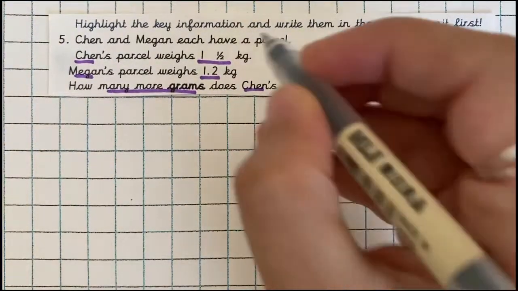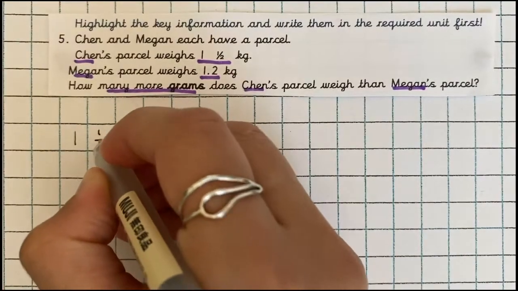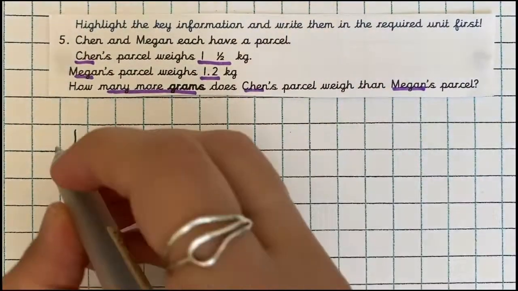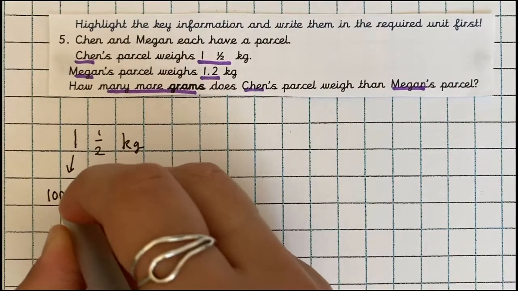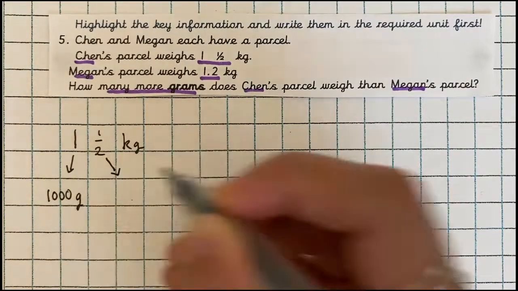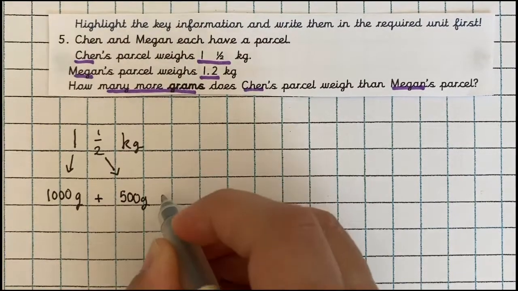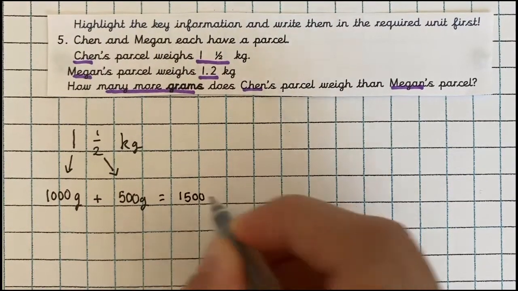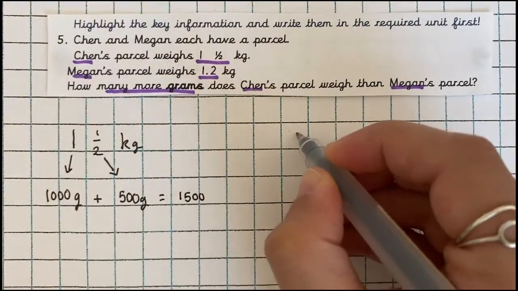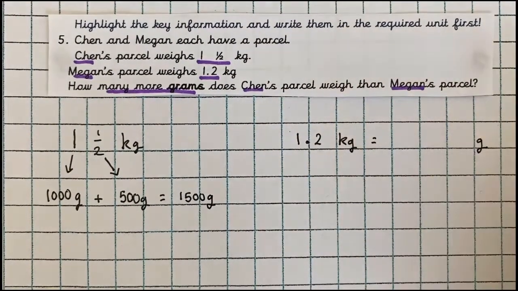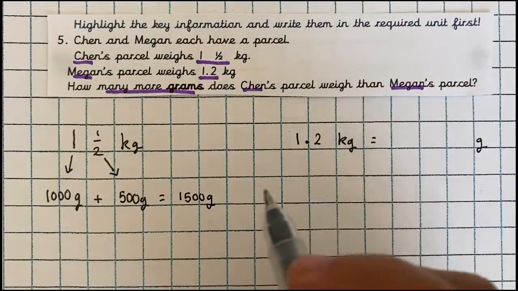Okay, so when I get a question like this, I'm going to convert the kilograms both to grams. Now here, my 1.5 kilograms, I know that 1 kilogram is 1,000 grams, so half a kilogram must be 500 grams. So 1.5 kilograms is 1,500 grams. Do the same for the 1.2 kilograms. Convert that to grams.